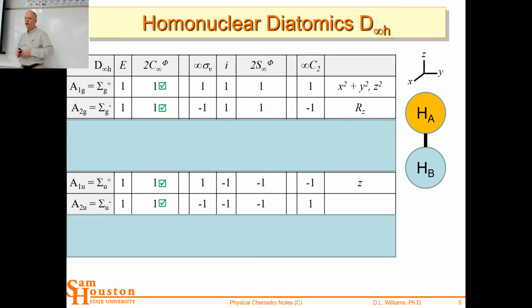But let's go through this. We have a rotation around the symmetry axis. Again, the orange stays where the orange is and the blue stays where the blue is if we're rotating around the z-axis.